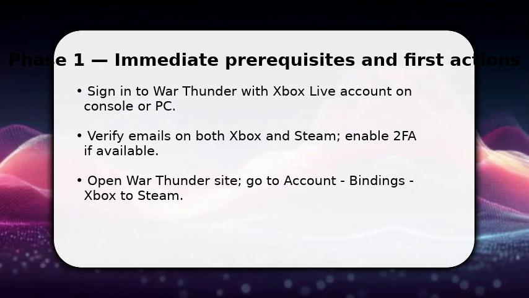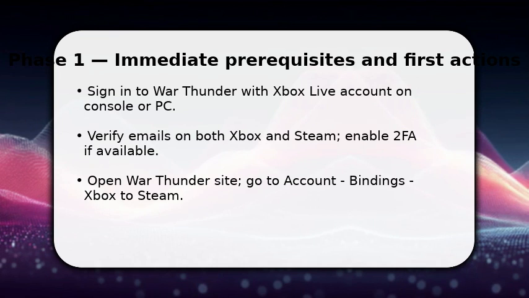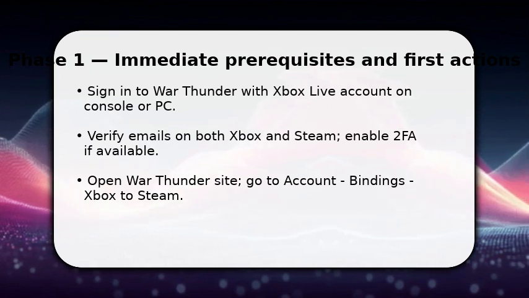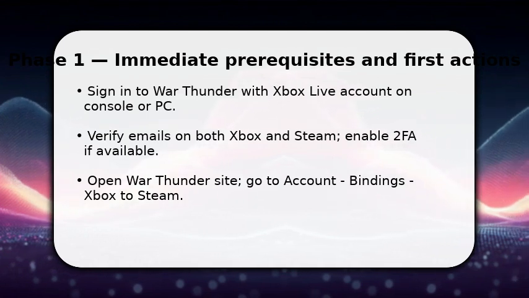Next, open the War Thunder account management page and navigate to Account Bindings. You'll see an option to link Xbox to Steam. Start that linking flow now to move to the authorization step.